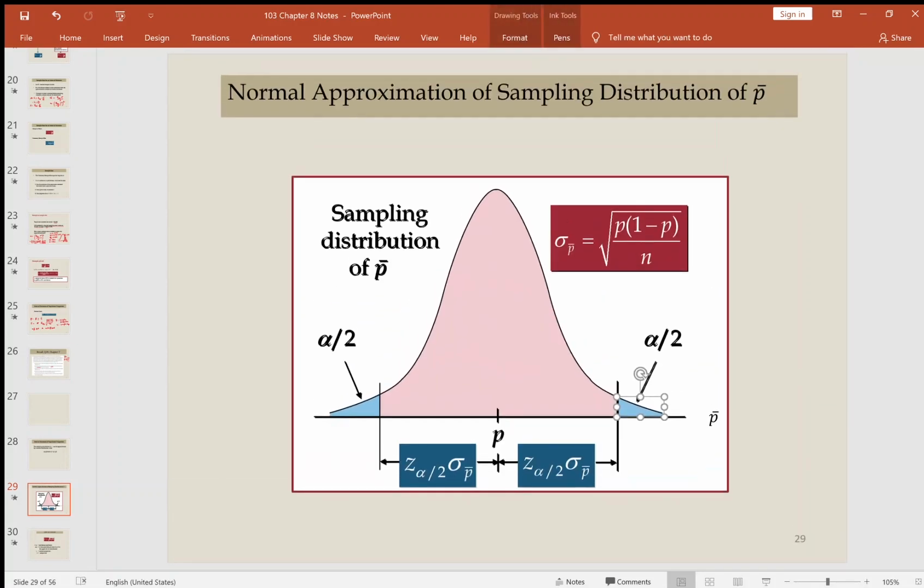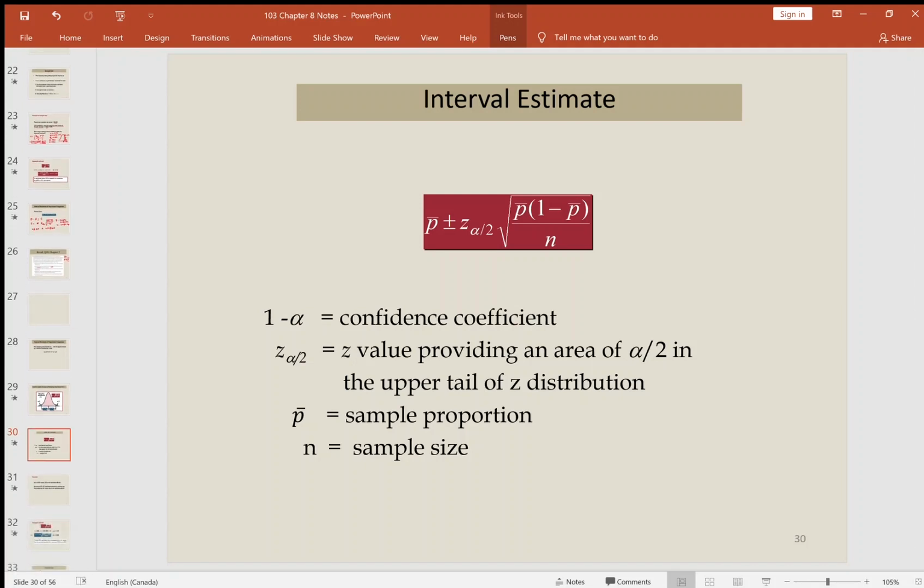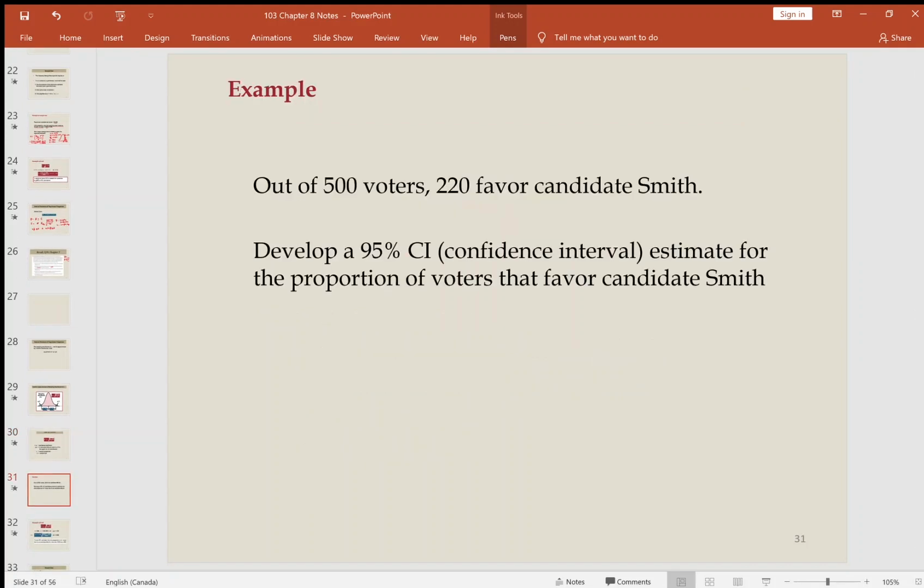So as I said, the formula that we are going to use is: the population proportion P is equal to the sample proportion P bar plus or minus Z alpha by 2 times the square root of P bar times 1 minus P bar divided by N. N is your sample size, P bar is your sample proportion, and 1 minus alpha is the confidence coefficient, just as before. Okay, so let's jump into a question here.